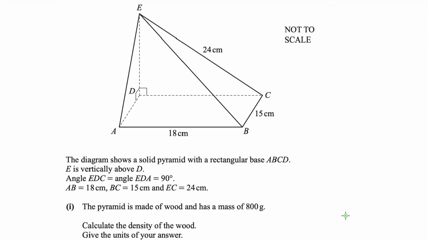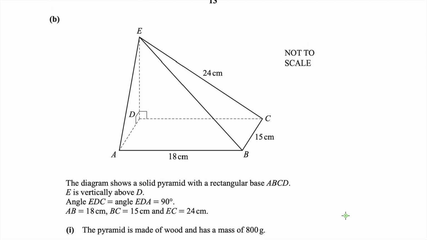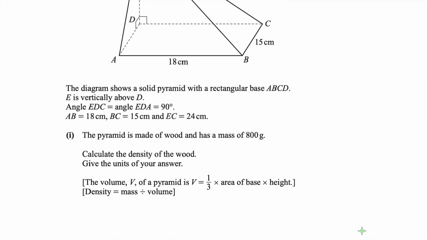Part B. So they have given a solid pyramid with rectangular base ABCD. E is vertically above D. Angle EDC is equal to angle EDA is equal to 90 degrees. AB is equal to 18, BC is equal to 15 and EC is equal to 24 centimeters. The pyramid is made of wood and has a mass of 800 grams. Calculate the density of the wood.